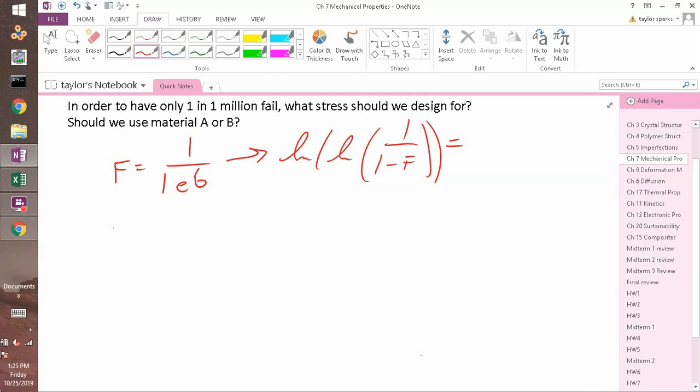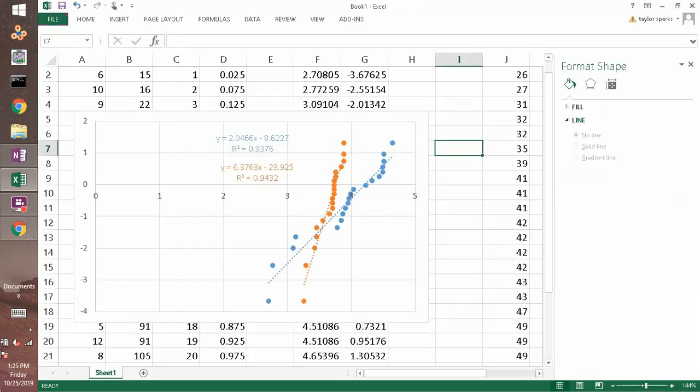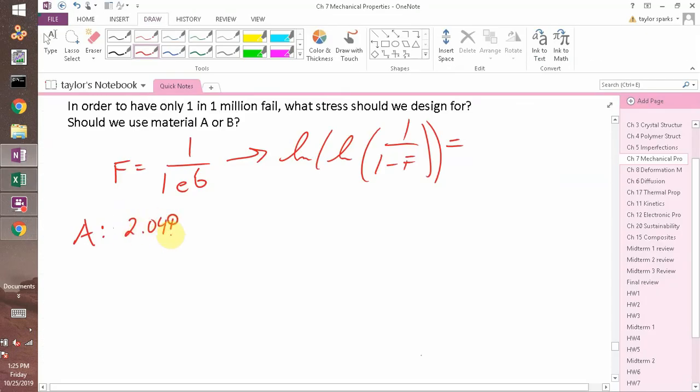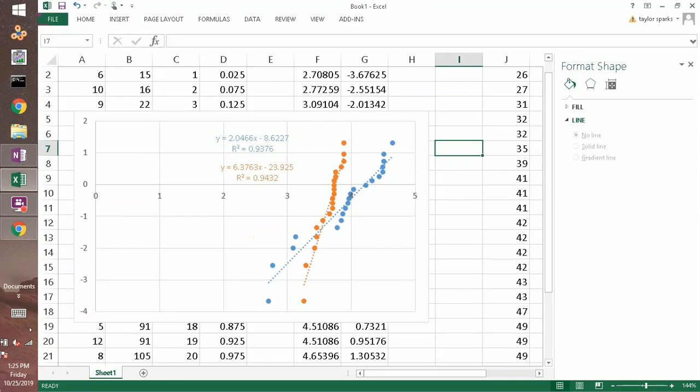Natural log of the quantity of 1 over the quantity of 1 minus F. You got to be careful with the parentheses. You'll get burned on this. Negative 13.8. Anyone else getting that? Give me a couple more decimals, would you? 155. Okay. Okay. Anybody else got something?